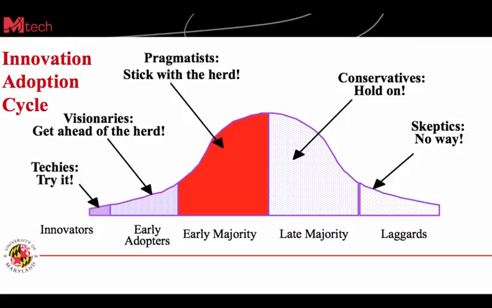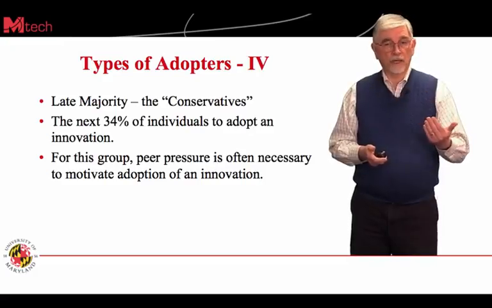So looking at this diagram again, now we begin to see that the early majority, or the pragmatists, are the people who say, okay, we've seen the visionaries adopt this, we've seen the techies adopt this, now we're going to adopt it as well. So these are significant. This is half of the marketplace now adopting this innovation. So they are moving right along. So now let's look at the fourth category.